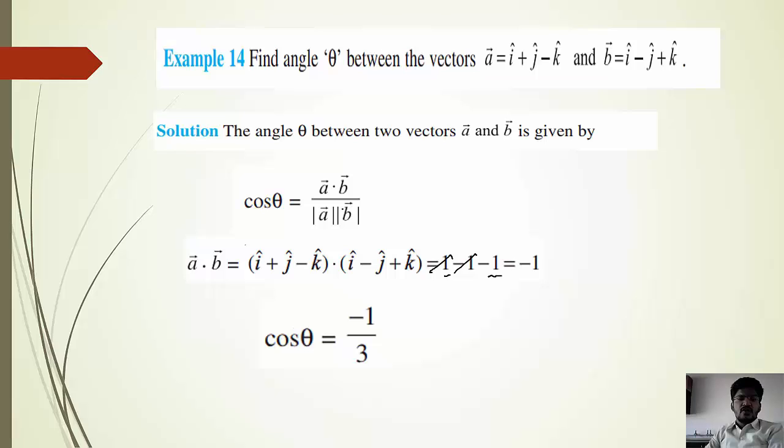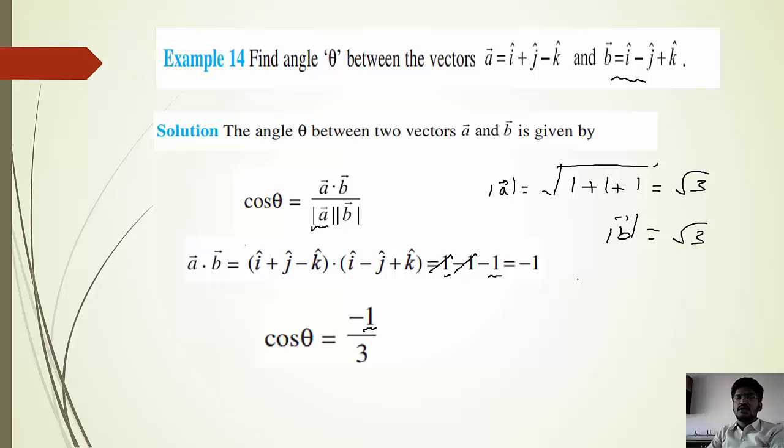So in the place of A dot B, they are writing minus 1. Next, magnitude of A. Magnitude of A means mod of vector A is equal to square root of, see here, I coefficient is 1, 1 square is 1. J coefficient is 1, 1 square is 1. K coefficient is minus 1, minus 1 square will be 1. Therefore, this is root 3. In the same way, magnitude of vector B will also be equal to root 3. Therefore, root 3 into root 3 will be 3.